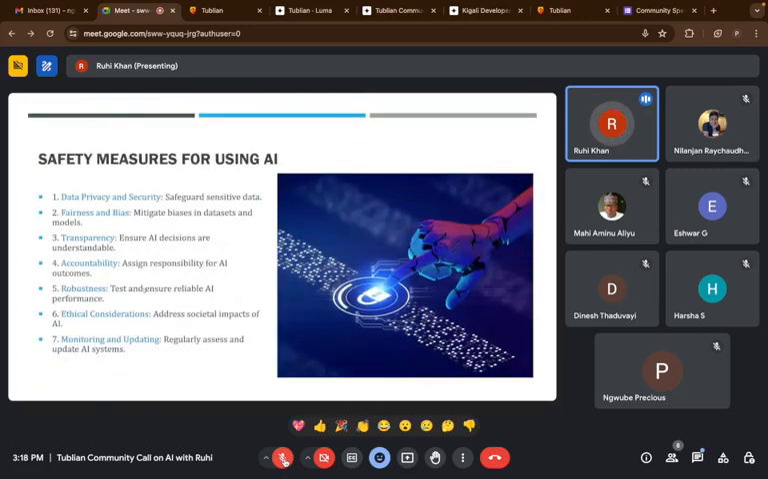So safety measures for using AI, this is a very important note. We should take into our consideration data privacy and security, to safeguard sensitive data, then fairness and bias, to mitigate biases in data sets and modeling. Then is transparency, accountability, robustness, ethical considerations, and monitoring and updating. So these are the points we should take into our major considerations before using the AI.